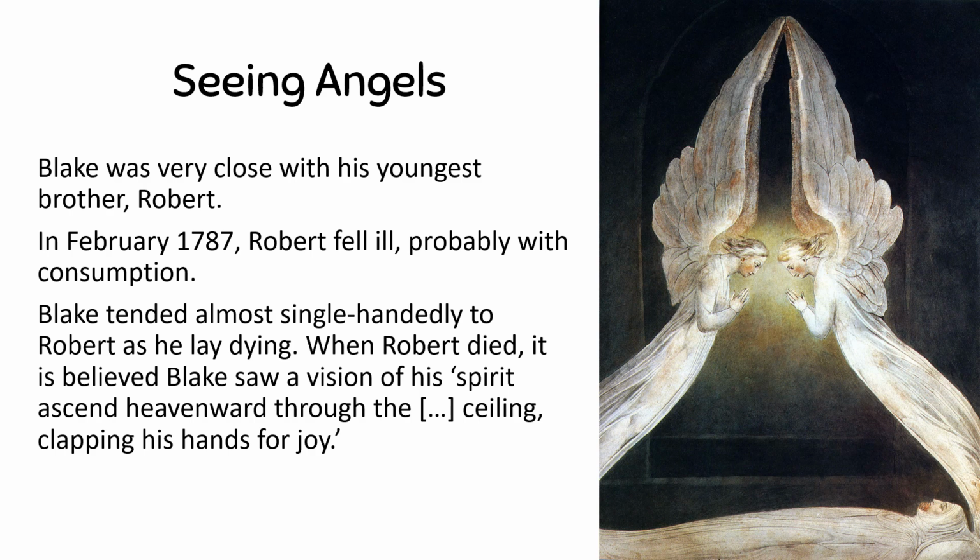Now, throughout Blake's life, he claimed to see angels. One of the angels he frequently says he'd see would be that of his youngest brother, Robert. And in February of 1787, his brother Robert fell ill, probably with consumption like lots of people at the time. And Blake desperately looked after him as his brother lay dying. But when his brother died, Blake believed that he saw a vision of his spirit ascend heavenwards through the ceiling, clapping his hands for joy. He believed he saw his brother's spirit leave his mortal body and enter the ethereal world. This was something he claimed throughout his life.